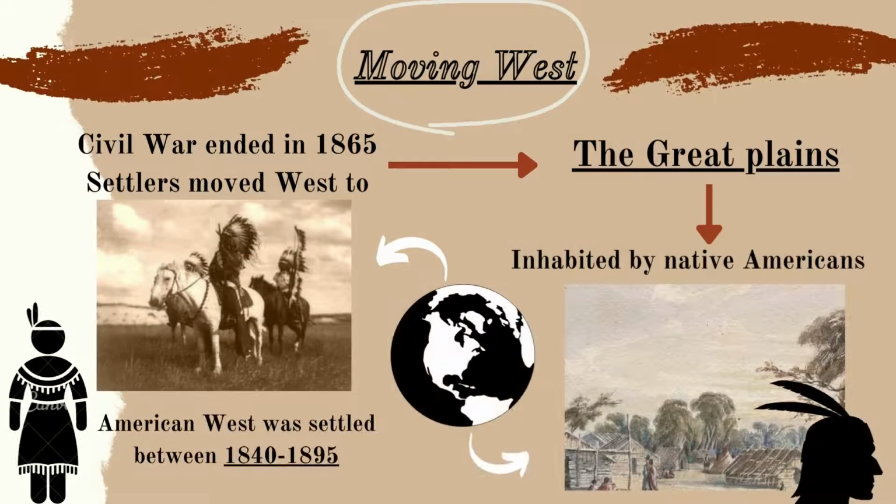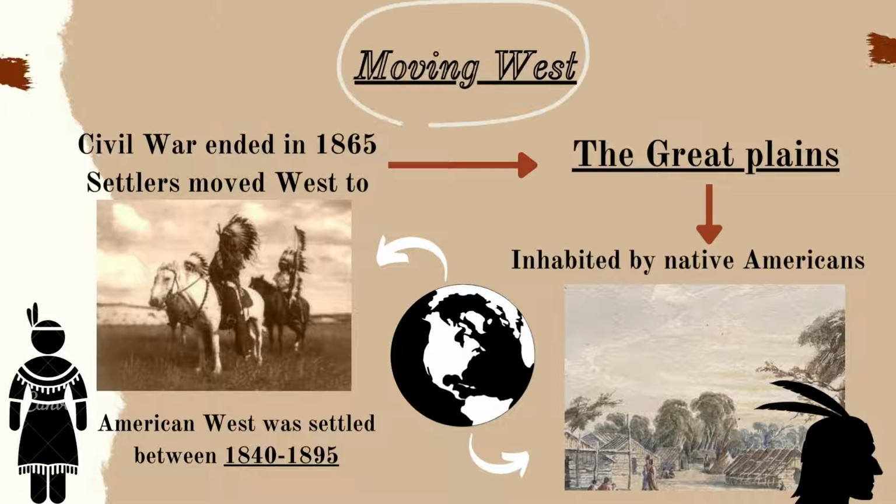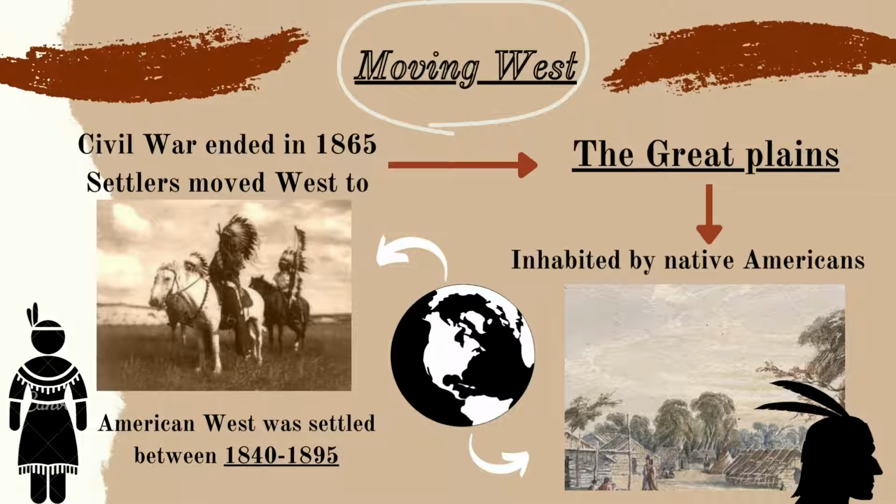In the period after 1865, settlers moved to the Great Plains, grassland situated between the Mississippi River and the Rocky Mountains, where many freed slaves began a new life as farmers. However, this area was already inhabited by Native Americans who saw their own lands being stolen.